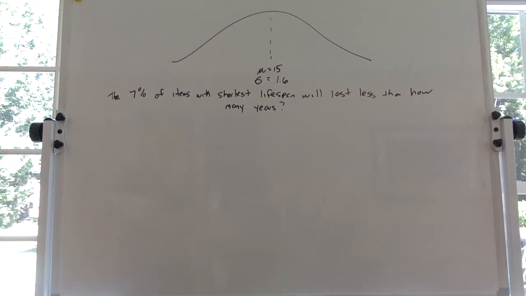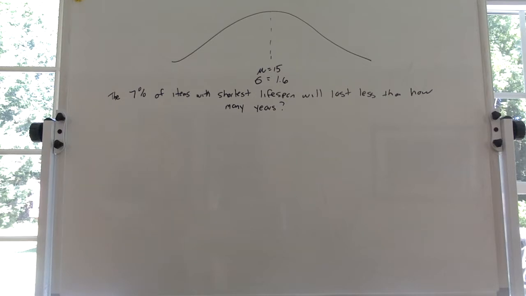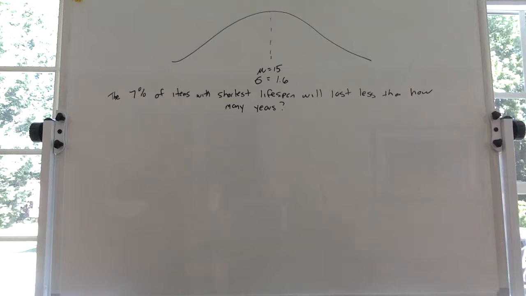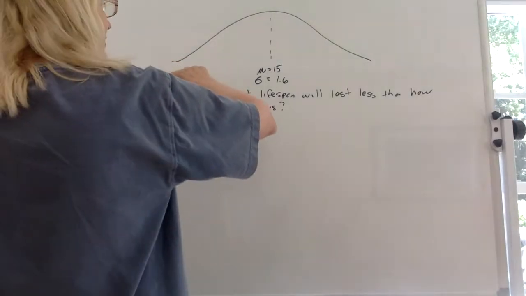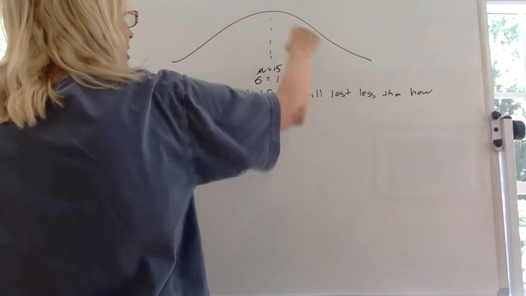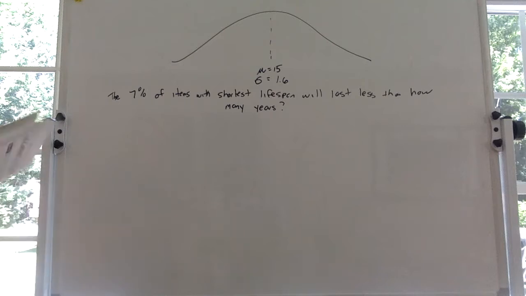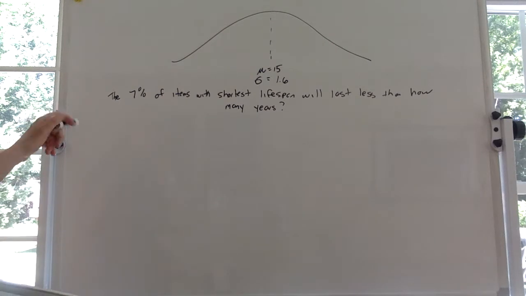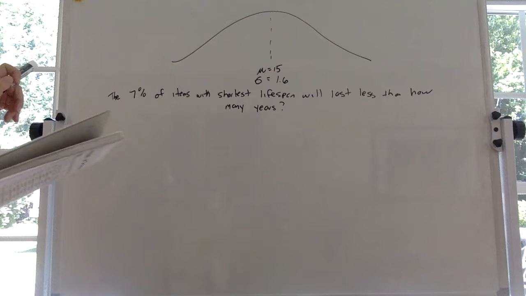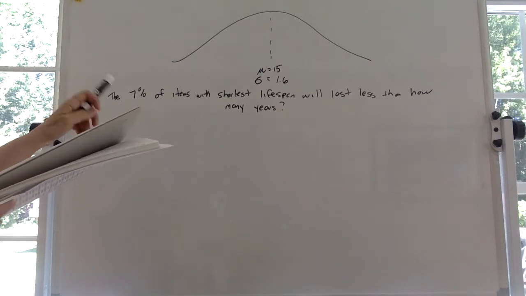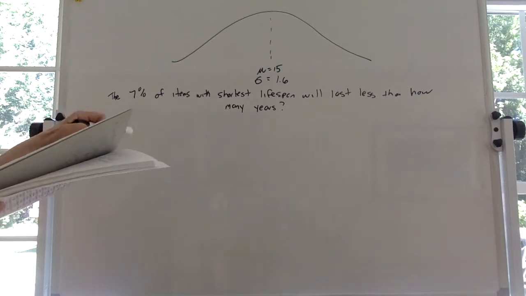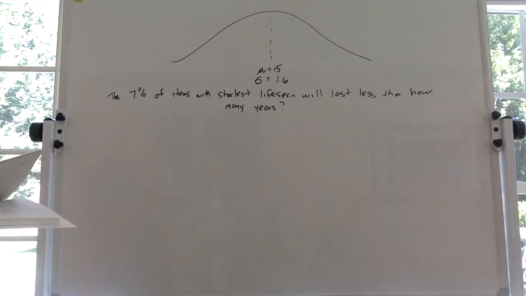Okay, this problem says a manufacturer knows that their items have a normally distributed lifespan with a mean of 15 and a standard deviation of 1.6. So as soon as I see the word normal, I draw a bell. Right down the middle is the mean, and the standard deviation is 1.6. They then ask, the 7% of items with the shortest lifespan will last less than how many years?